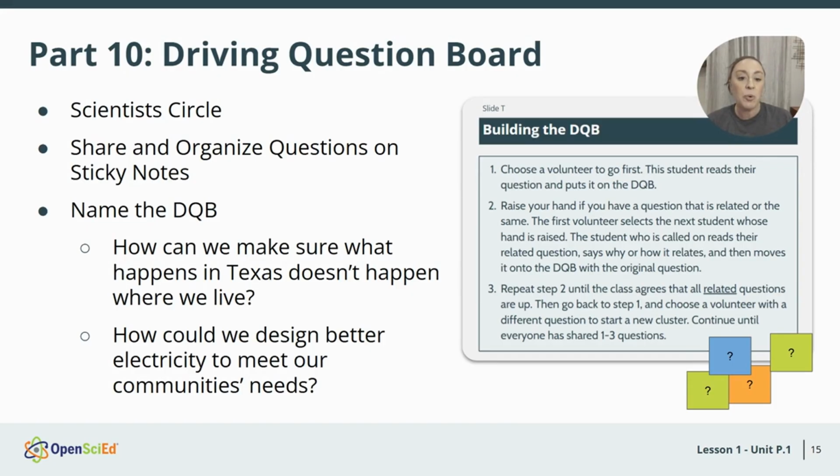After all students have their questions up on the board, we as a class sort of name our driving question board. And there's some suggestions in the teacher guide for what that name could be. But essentially we realize, wow, we have all of these questions that are specific to Texas, but maybe we don't live in Texas. So how could this information be useful for us in our community? And so the goal of our time together is to not just answer specific questions about Texas, but also think about how this doesn't happen to us, or how we can improve our community's grid so that this crisis doesn't affect us in our area of the world.